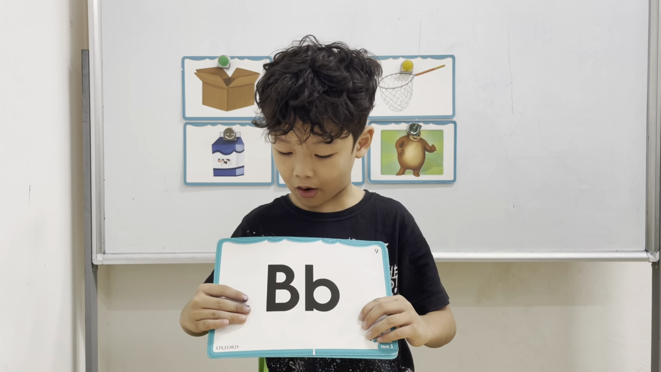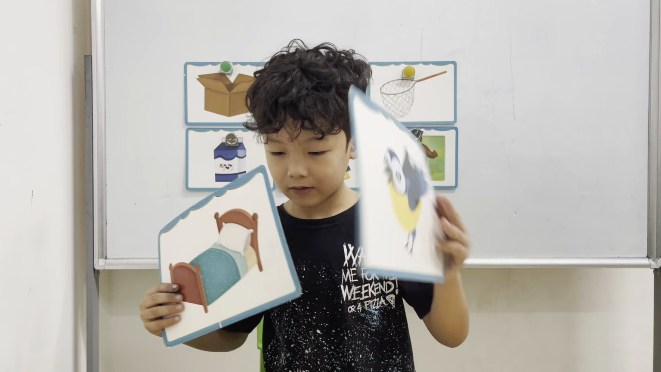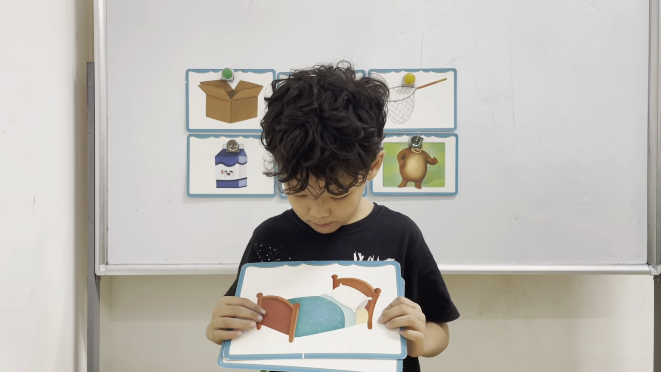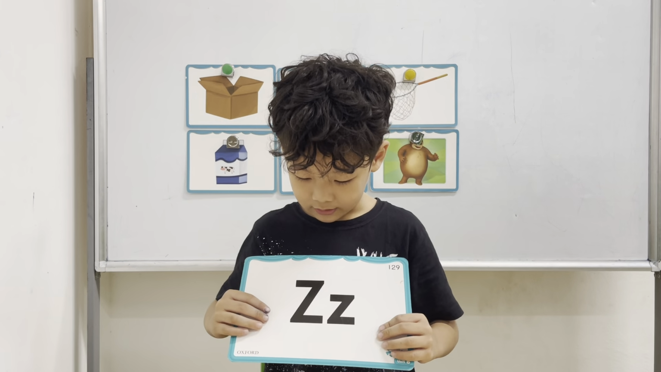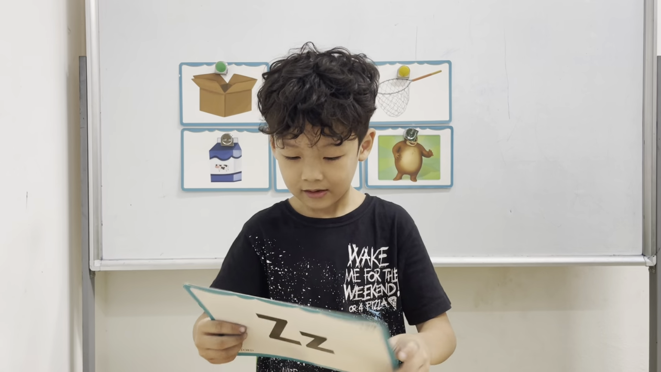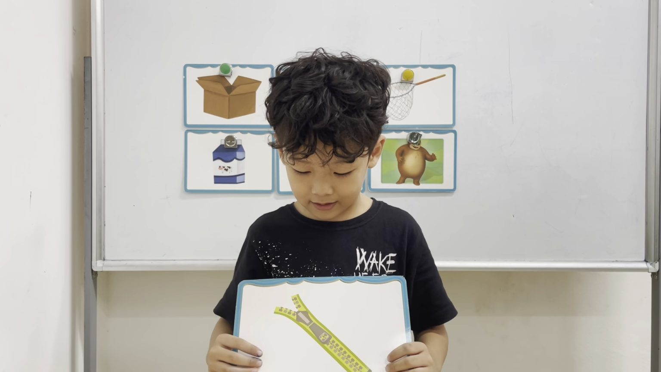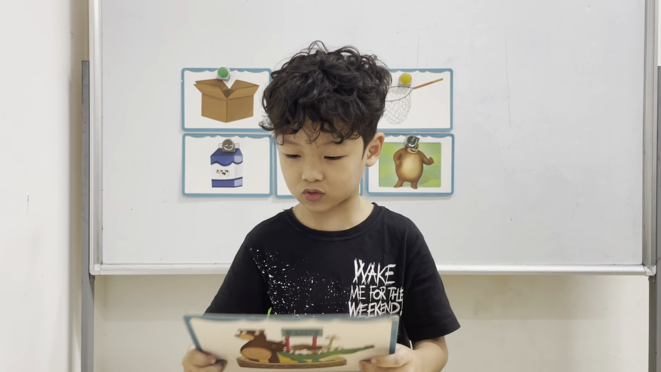Letter B sound. B is for bird. B is for pet. Letter Z. Z sound. Z is for zebra. Z is for zoo.